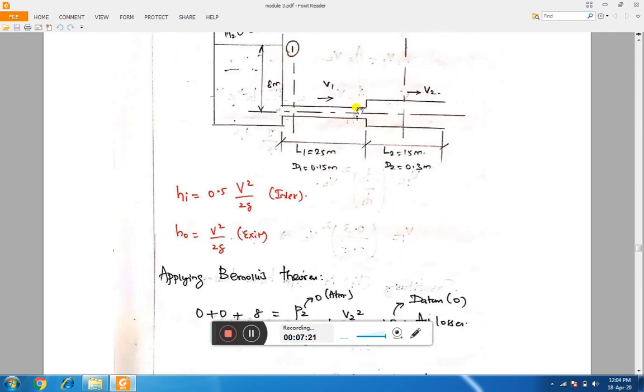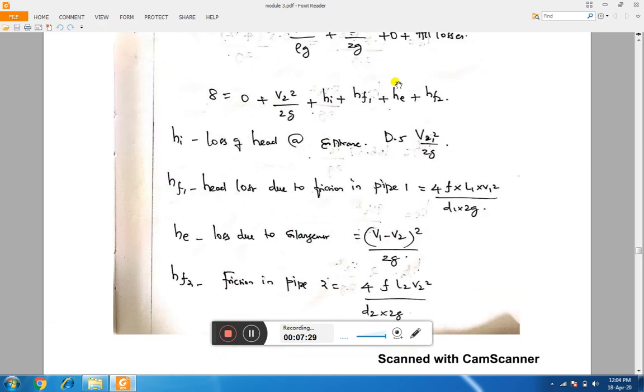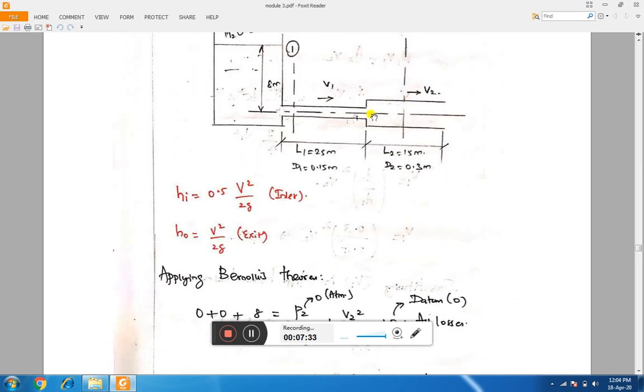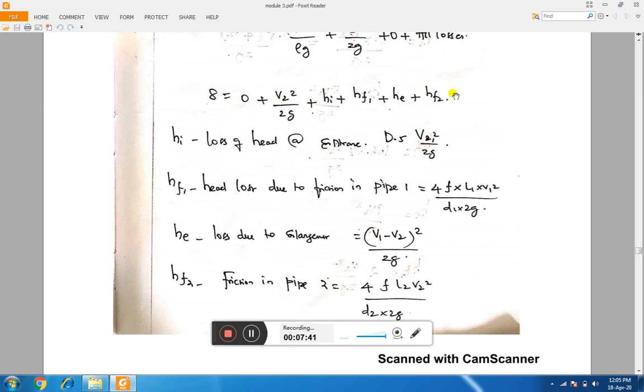Now the water has entered here, now it is entering the bigger pipe, so from smaller pipe to bigger pipe there is sudden enlargement, so we are writing it as He, that is head loss due to sudden enlargement. Then we have head loss due to friction at section 2, for this pipe, head loss due to friction at pipe 2 plus H4, that is head loss at the exit.